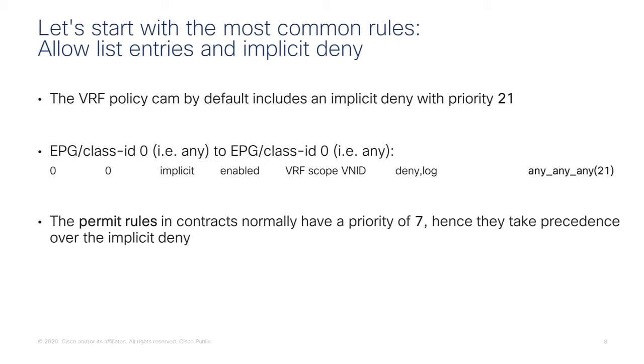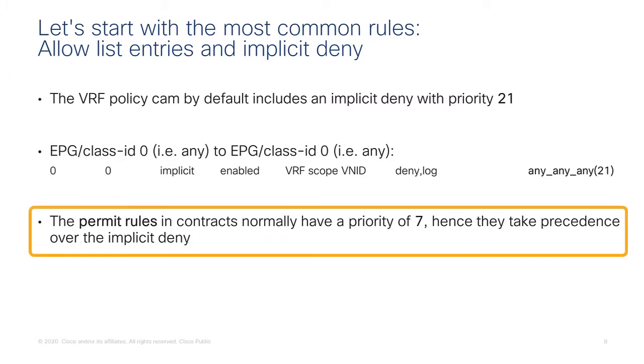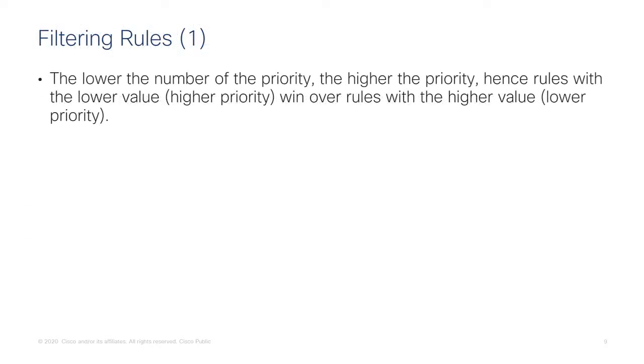So let's start from the most common configuration just to remove any mystery about the rules. The most common situation that you can find in the policy CAM is the implicit deny, which is always configured, and it has a priority of 21. And the permit rules of the contracts that you configure normally have a priority of 7. A lower number wins over a higher number. So lower number means higher priority, hence it wins. So normally your EPG to EPG contracts win over the implicit deny.